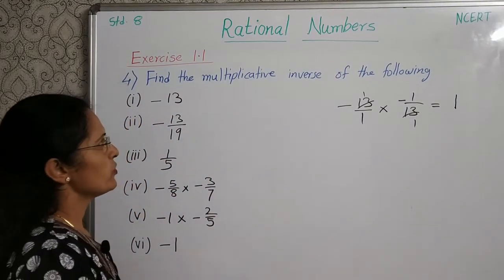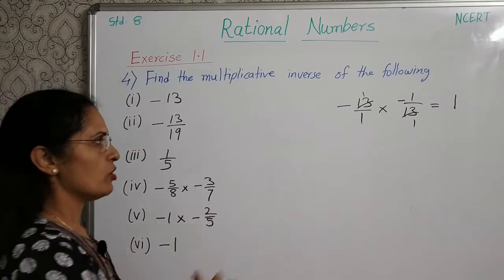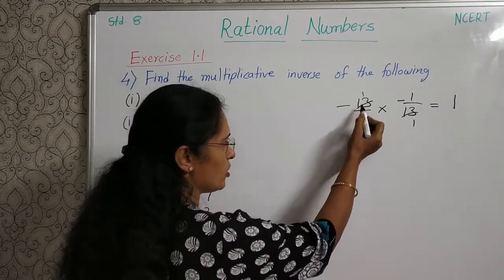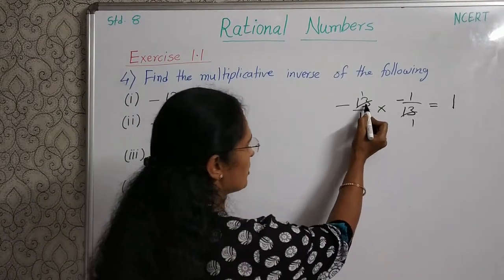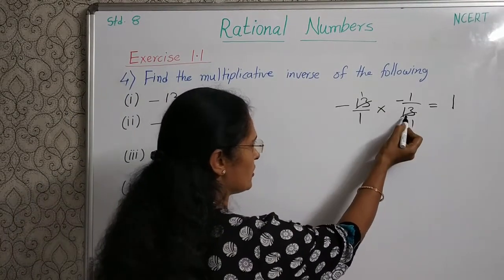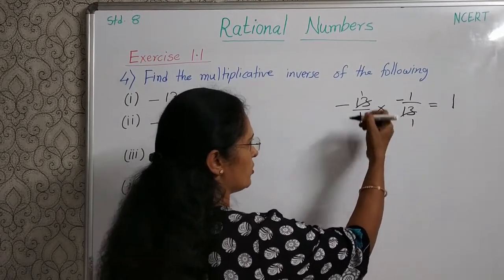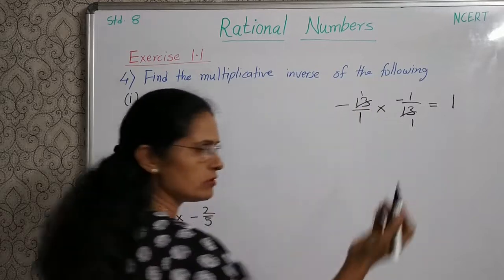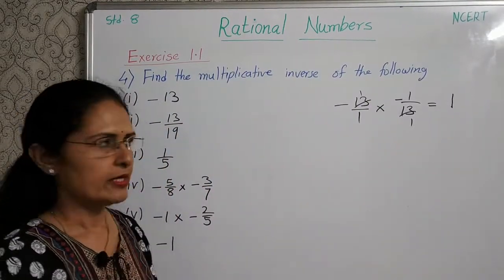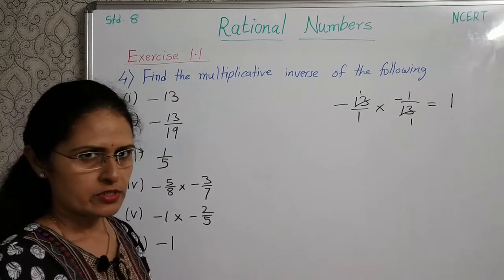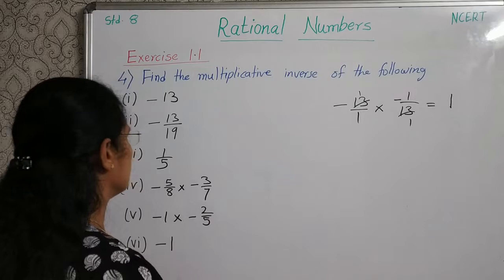So it means whenever you want to write multiplicative inverse, just change the places of numerator and denominator, interchange their places. So 13 which is in the numerator, you will write in the denominator, and the number which is in the denominator you will write in the numerator, and the sign will be as it is. Here remember, don't change the sign for multiplicative inverse. In additive inverse we change the sign, but not here.